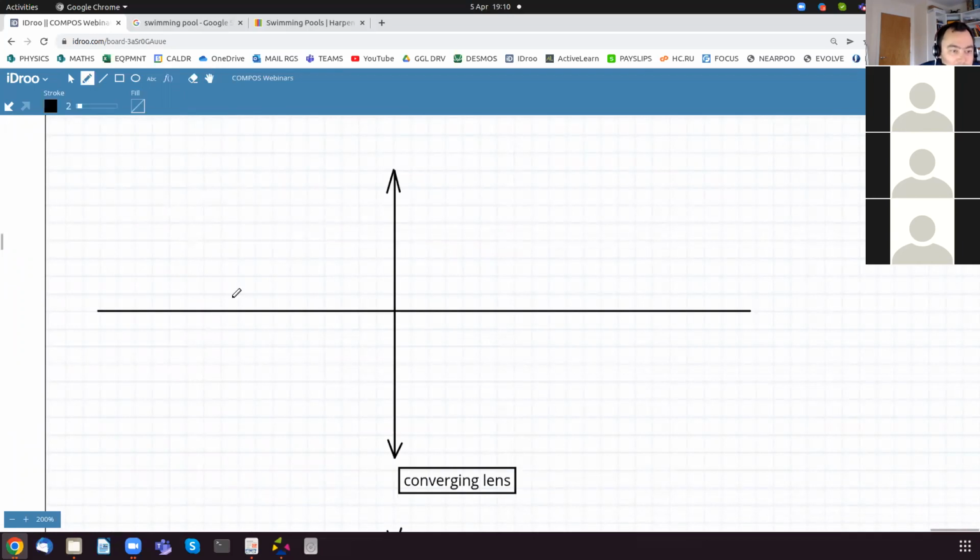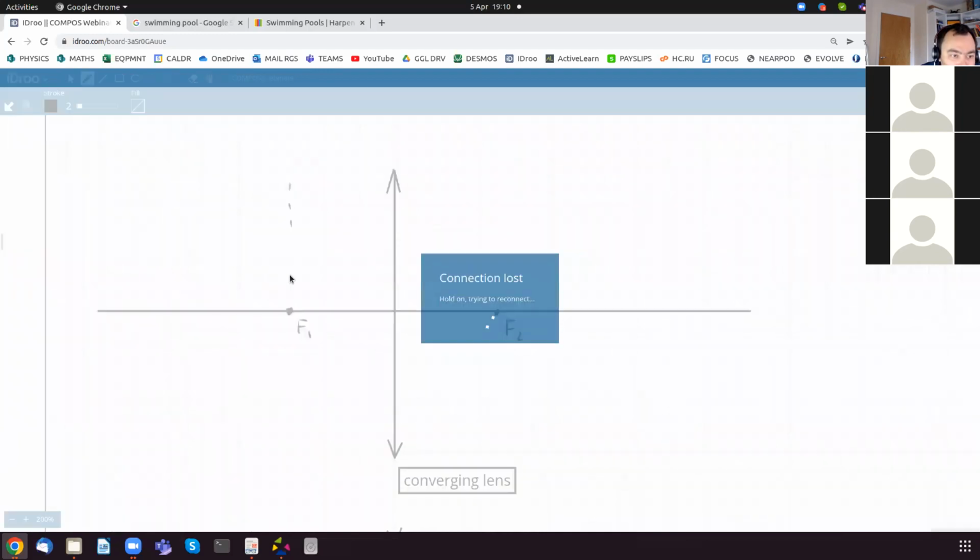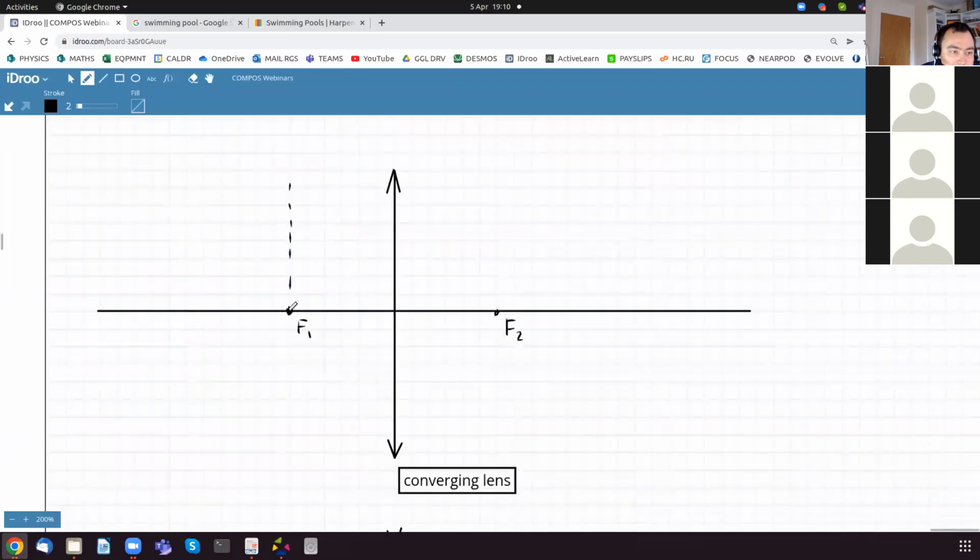Lenses always have two focal points and two focal planes. So if this is a focal point F1, on the same distance on the opposite side there's a second focal point, and this plane is called a focal plane.